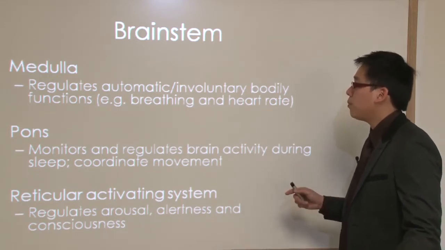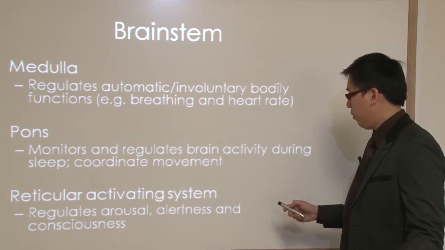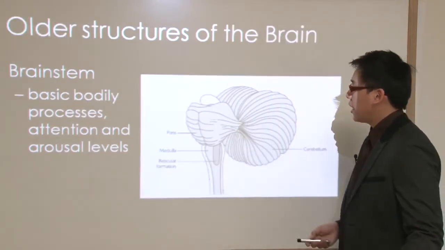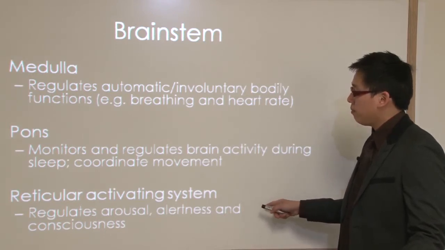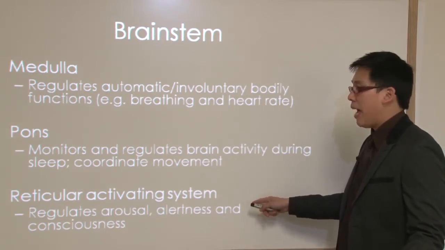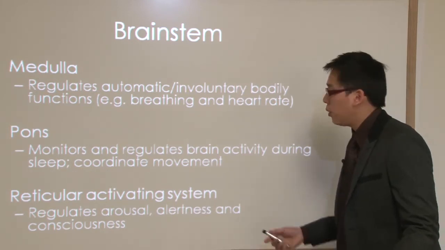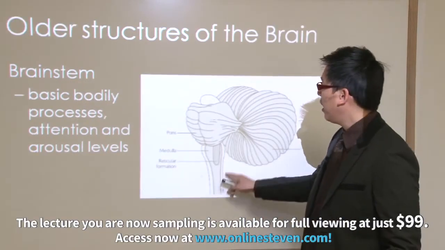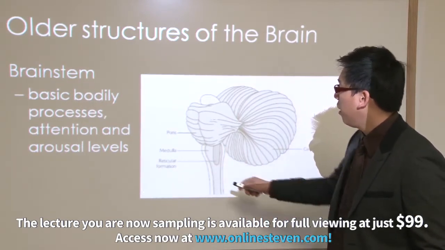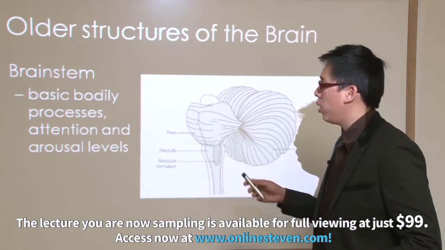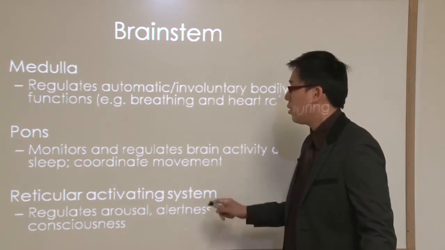The reticular activating system, if we go back, is right here. It's a web of neurons, and what it does is regulate arousal, alertness, and consciousness. When the first information comes up from the brainstem, it gets passed through the reticular formation, which weeds out what's important and what's not, and directs it to the right place. It regulates arousal, alertness, and also consciousness.